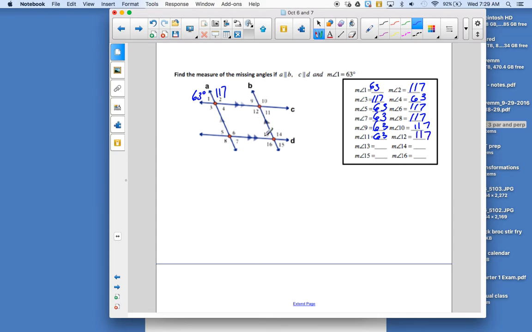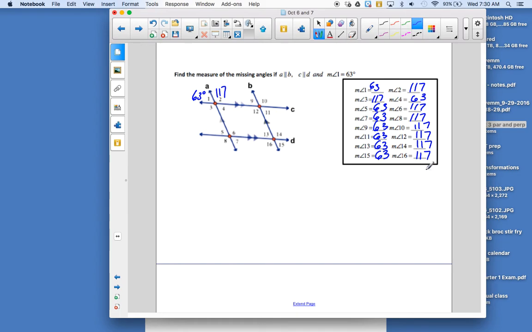And let's move from 9 to 13, or we could go from 5 to 13. 9 to 13 are corresponding angles, so 13 is the same as 9. And let's see, 12 is the same as 16, so 16 is going to be 117. And angle 14 is corresponding with angle 10, so they're the same, 117. And angle 15 corresponds with 11, and it's vertical to 13, and it's alternate exterior with 5, so angle 15 must be 63. Look at that.